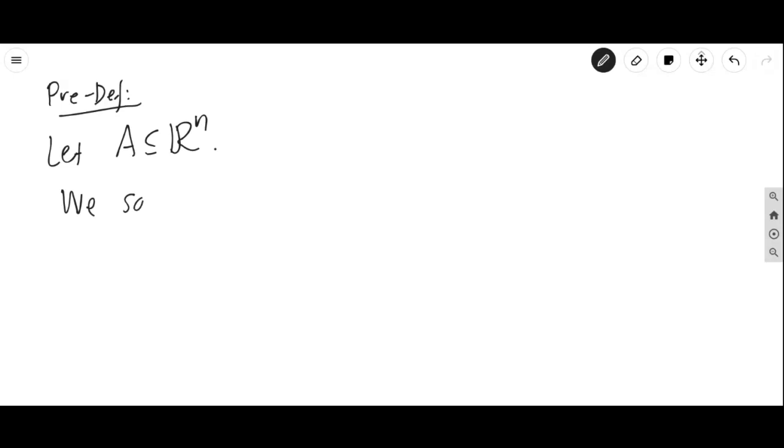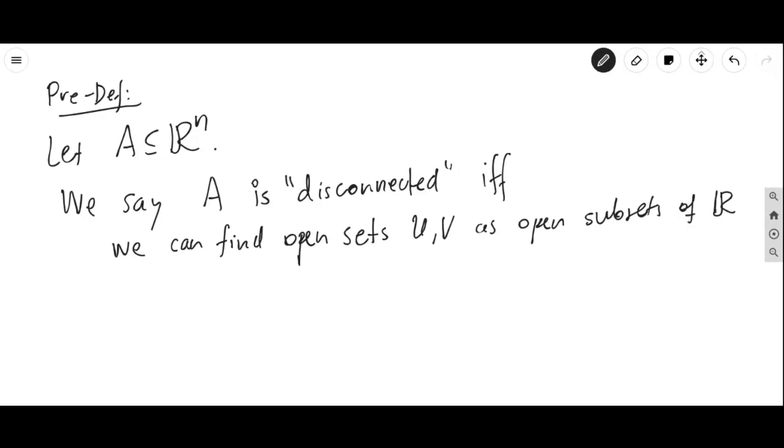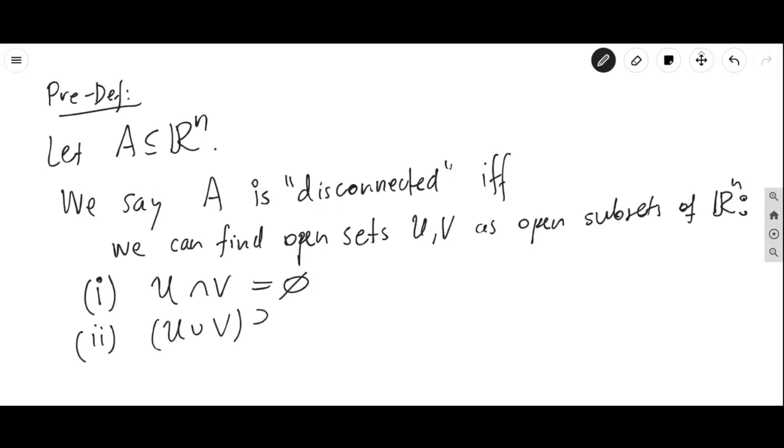And we say A is disconnected if and only if we can find open sets U and V as open subsets of Rn so that the following properties are satisfied. So the first property would be that U and V should not intersect. Then the second property should be that U union V, together they contain A.